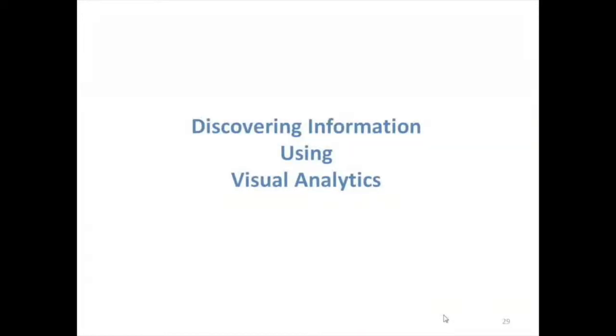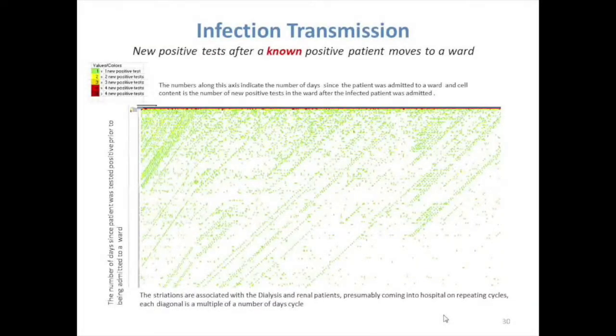So now I've shown you some basic ideas and how we have explored the characteristics of the data. We now look at using visualization analytics to discover information. So here is the infection transmission. What we're looking at here is a new positive test after a known positive patient moved to a ward.